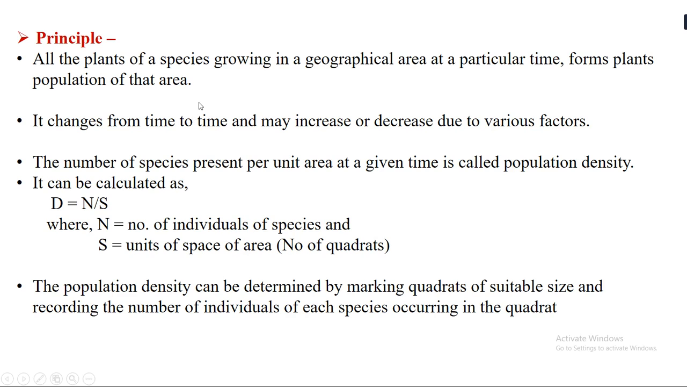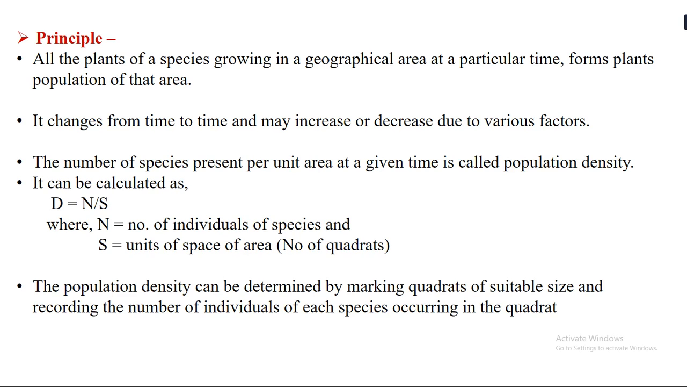Now this plant population of a particular species actually changes from time to time. Now when we say that it changes from time to time, it may increase or it may decrease. That means the population of that particular species can increase or it can decrease. And this increasing and decreasing of the population of the plant species depends on various factors.